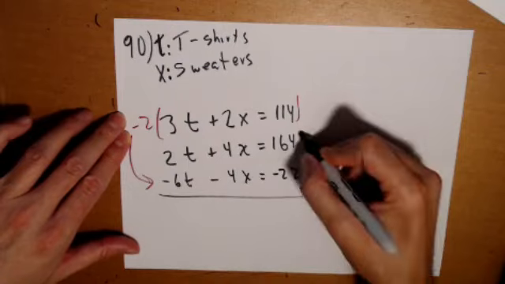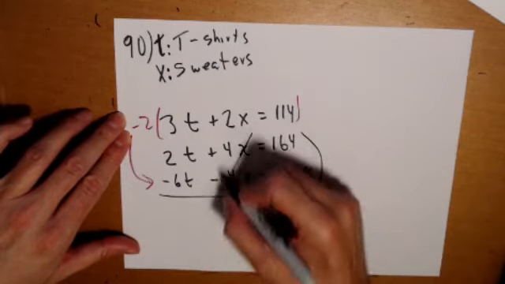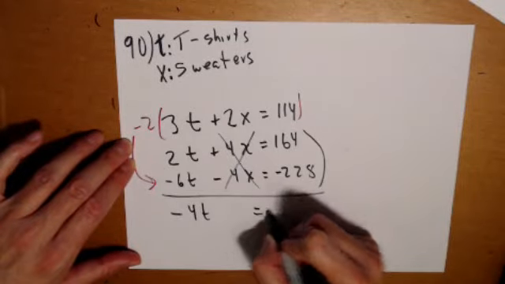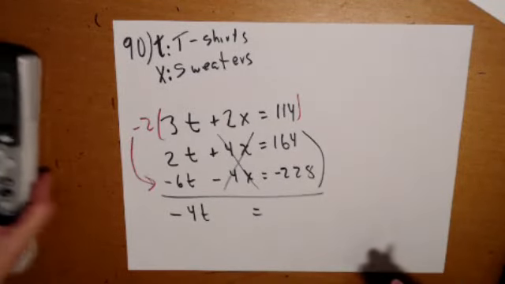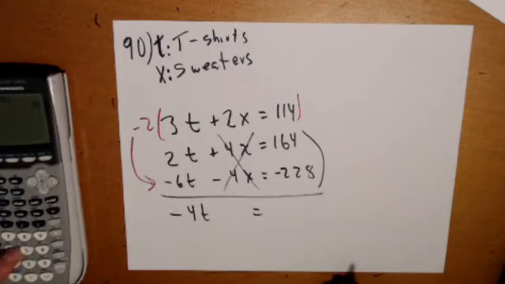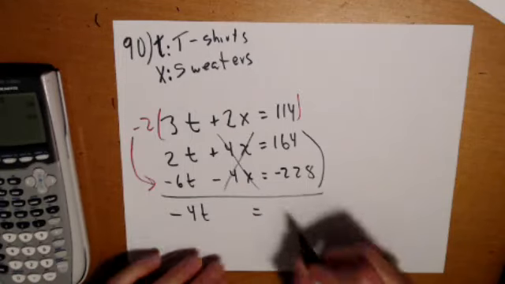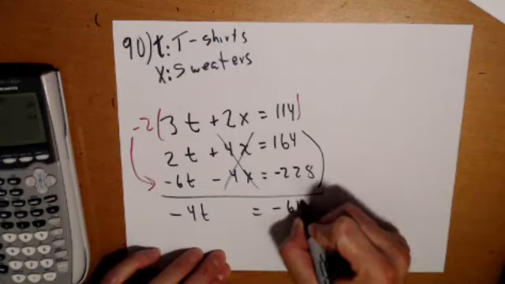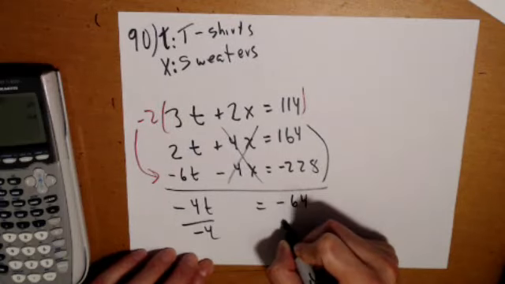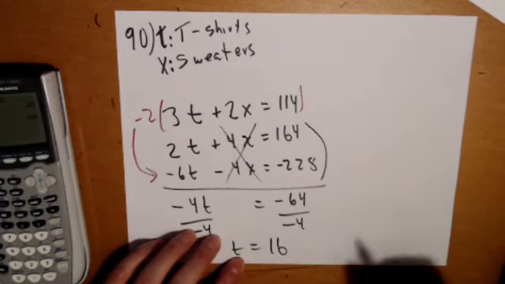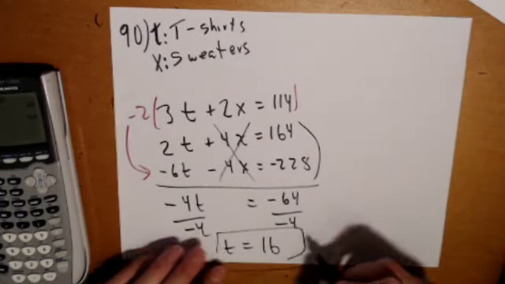So now I'm going to combine these 2 lines. You see how those go bye-bye? 2t and a -6t is a -4t, equal to 164 and a -228. Have to use a calculator, sadly. That's going to give me -64. Divide both sides by -4, and t is equal to 16. So a T-shirt costs 16 bucks.